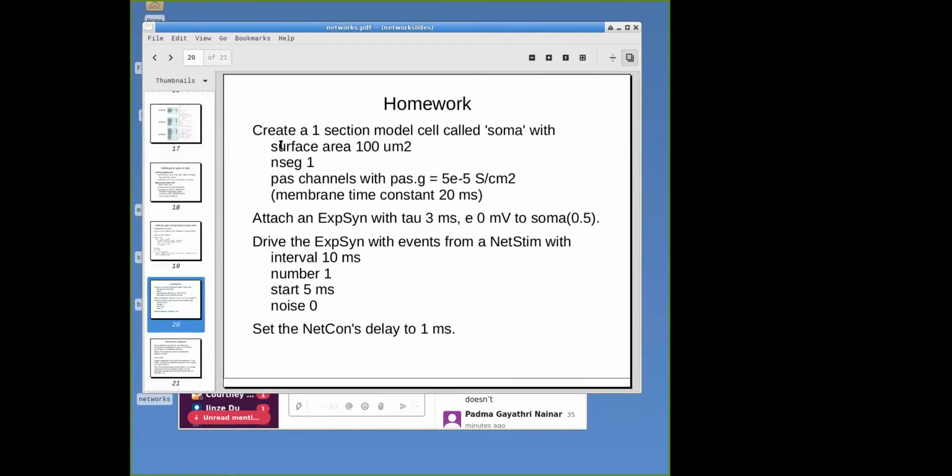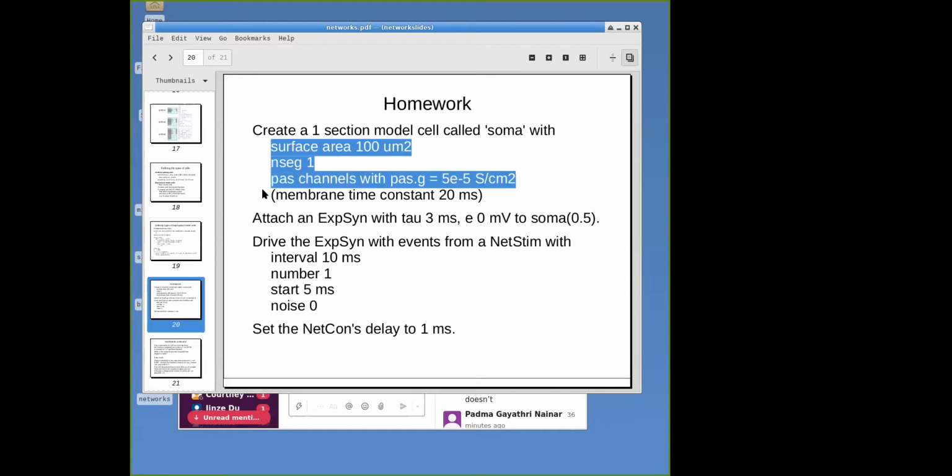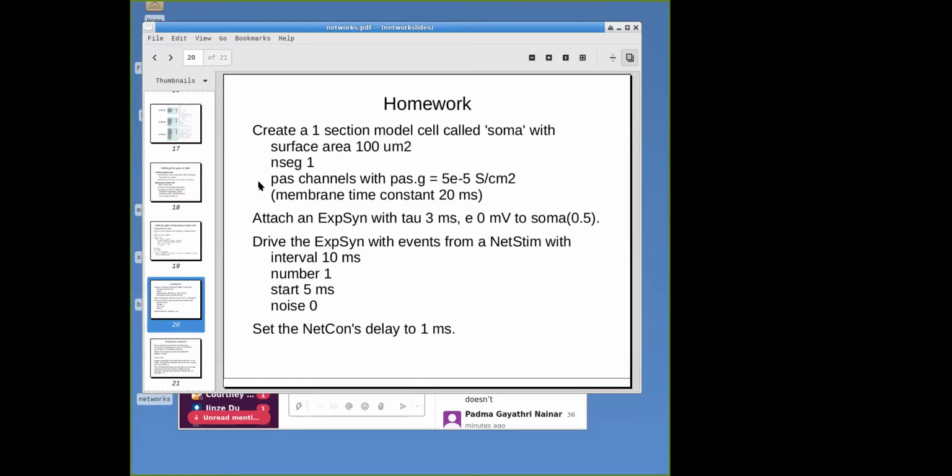Here's what I'd like you to do. It's pretty straightforward. I'd like you to make a single section model cell called soma. I'd want you to have these parameters shown in this slide. Very simple, 100 square micron surface area. NSEG is 1, and it's got passive channels. And the membrane time constant, of course, will be 20 milliseconds.